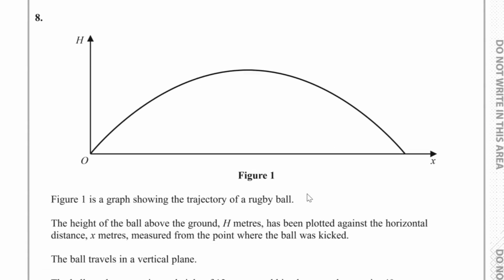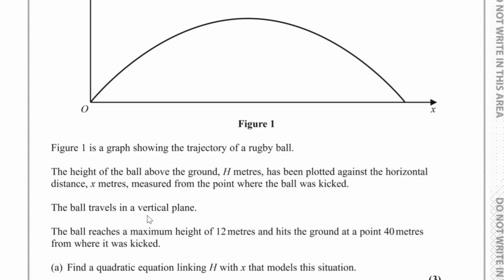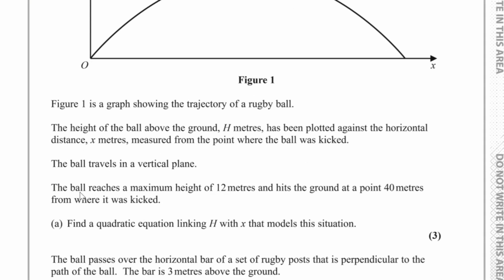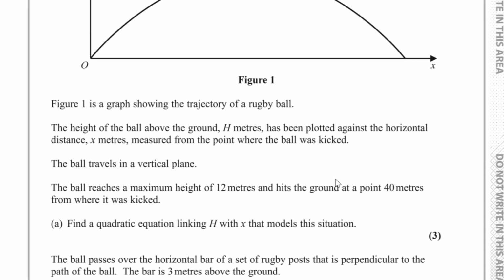Question number 8. Figure 1 is a graph showing the trajectory of a rugby ball. The height of the ball above the ground h meters has been plotted against the horizontal distance x meters measured from the point where the ball was kicked. The ball travels in a vertical plane. The ball reaches a maximum height of 12 meters and hits the ground at a point 40 meters from where it was kicked. For part A, we have to find a quadratic equation linking h with x that models this situation. Well, what do we know so far?